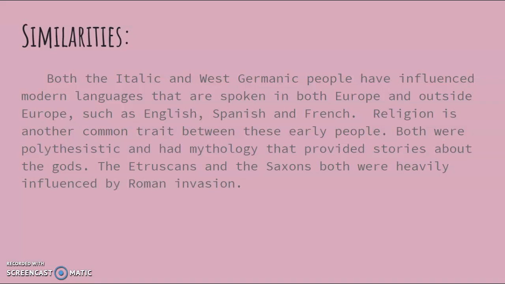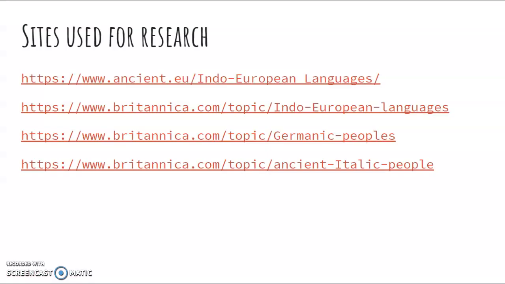So my two groups both influenced language quite a bit in Europe. A lot of the languages we speak today throughout the world come from either the early Italic or the West Germanic people. I also found a common trait of religion. Both of my early people were polytheistic and had a lot of mythology about where religion played a role in their development, and they both were eventually invaded by the Romans, and so that was something else that they had in common. So you're going to have one slide where you will write one paragraph just telling us a little bit about similarities. And then the last slide is just going to be your URLs.